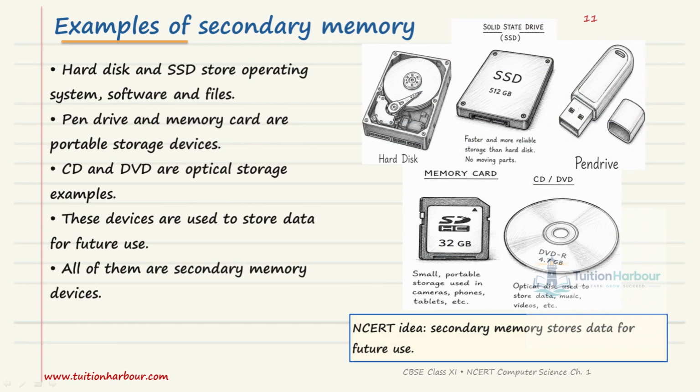Examples of secondary memory include hard disks, SSDs, pen drives, memory cards, CDs, and DVDs. Hard disks and SSDs can store the operating system, software, and files. Pen drives and memory cards are useful portable storage devices.